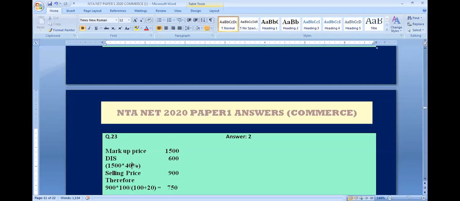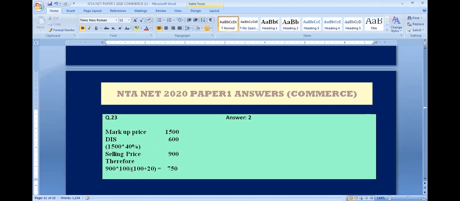So always from MRP, they deduct the discount. The final will be the selling price. That is 900 rupees. When he is selling for 900 rupees, he is getting a profit of 20%. So the 900 rupees will be including 20%. Always keep in mind that 100 rupees is the cost price, or 100% is the cost price. So I assume that 100 is the cost price. So this 900 is equal to 100 plus 20% profit.